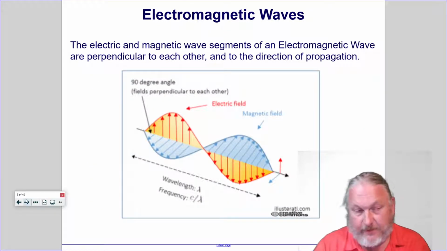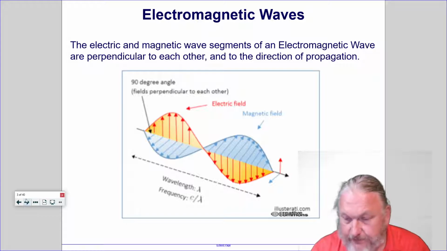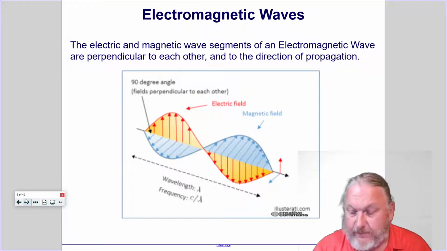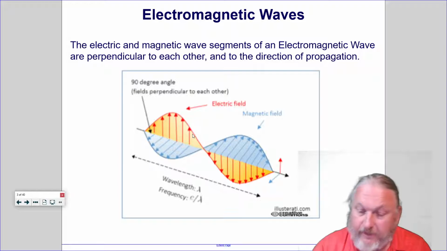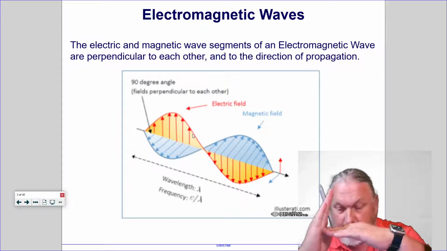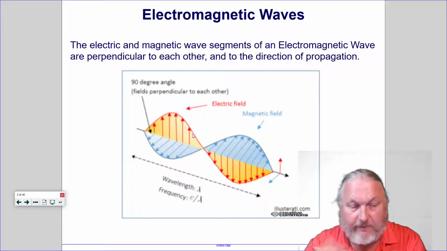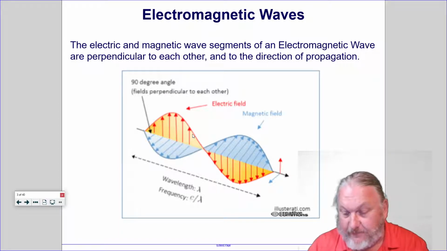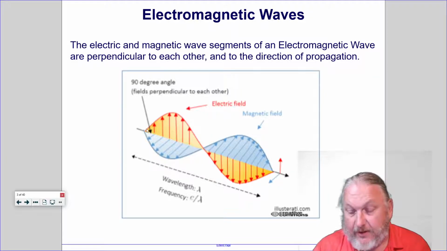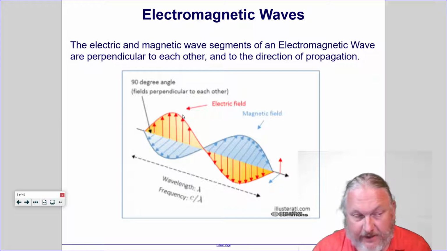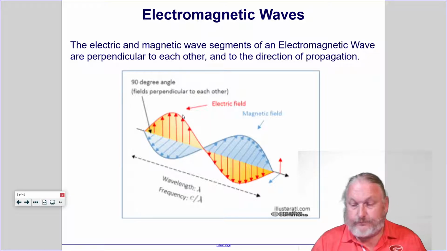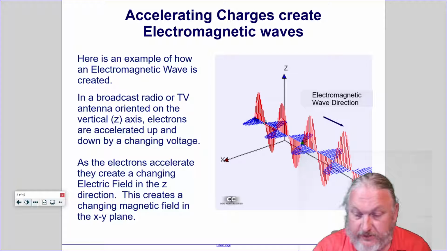This is how we describe our waves. The electric and magnetic wave components of an electromagnetic wave are perpendicular to each other, at a 90-degree angle, and they go in the direction of the propagation of the wave. Wavelength is how long that wave is in meters. Frequency is the number of waves in a second. So, let's explore these further.